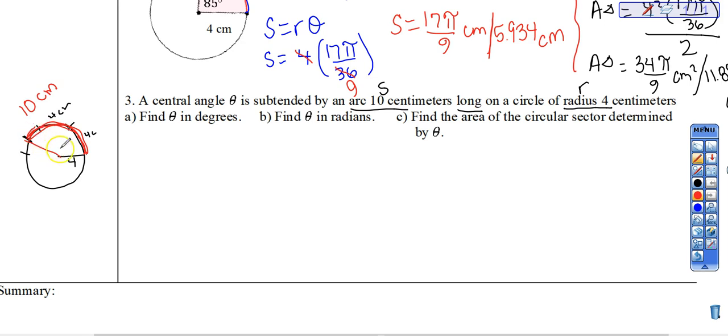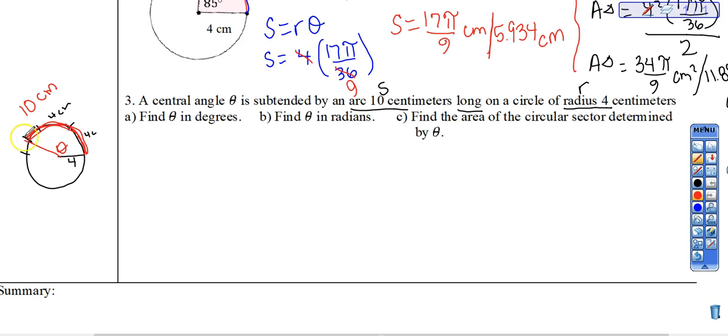I see it. Okay, so here's what you have to do. Find theta in degrees. You have to find theta in radians. And you have to find the area of the circular sector determined by theta. So what do you want to do? Find radians or degrees first? Degrees. You want to find degrees first? You found degrees. You didn't find radians first? I thought we just found radians in our head.